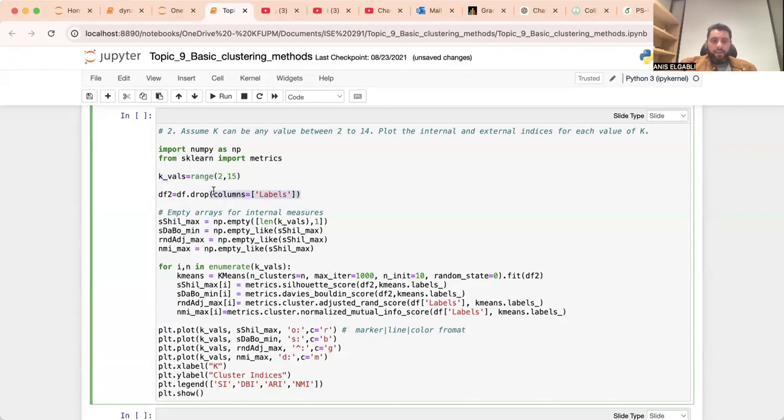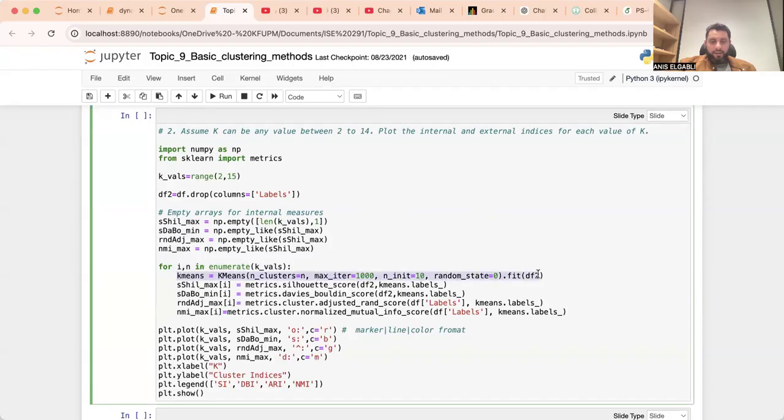We are dropping the label, and then we are creating empty arrays for each one of these metrics. The length of each array is equal to the number of choices for K, because for every choice of K we're going to compute one value for each of these metrics. Then we're going to plot the choice for K on the x-axis, and the value of that metric on the y-axis.